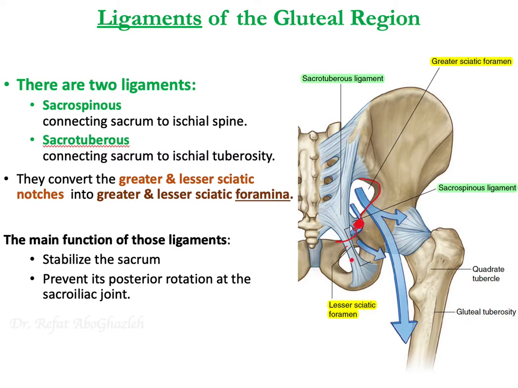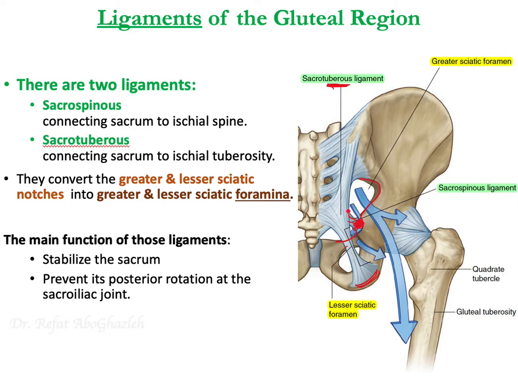It's triangular in shape, and the apex of this ligament, the sacrotuberous, as its name suggests, is attached to the ischial tuberosity here. Medial to it we have another ligament, also attached to the lateral surface of the lower part of the sacrum and coccyx, and inserted into the ischial spine. It's known as the sacrospinous.